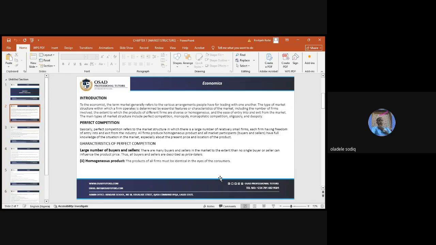So when we're talking about market structure, we are talking about the number of firms that exist in that market, what type of product is being sold there, and what is the quantity of product that is being sold. That is what we mean by market structure.